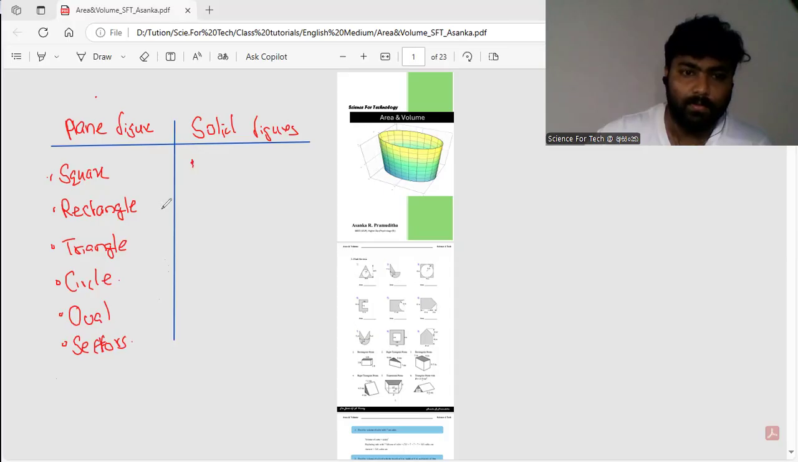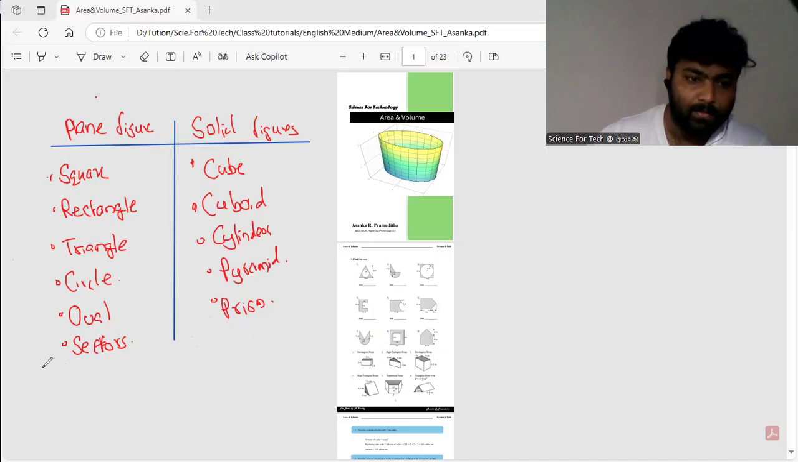Then what are the solid figures? Cube, then cuboid, then cylinders, then pyramid, then prism. Those are called solid figures.